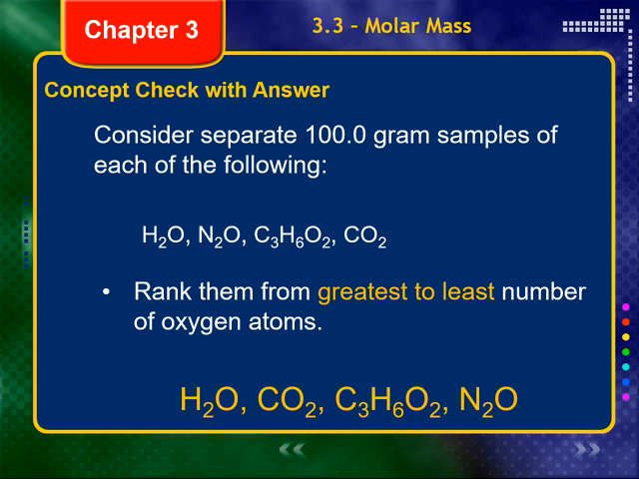All right. H2O has the largest number of oxygen atoms. It has 3.343 times 10 to the 24th oxygen atoms. Carbon dioxide coming in second with 2.737 times 10 to the 24th oxygen atoms. Third place is C3H6O2 coming in with 1.626 times 10 to the 24th oxygen atoms. And coming in last place is N2O coming in with 1.368 times 10 to the 24th oxygen atoms.